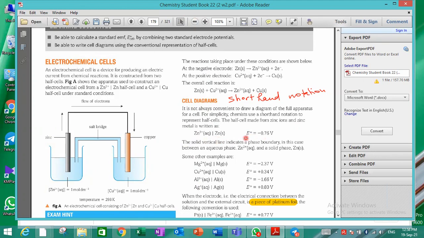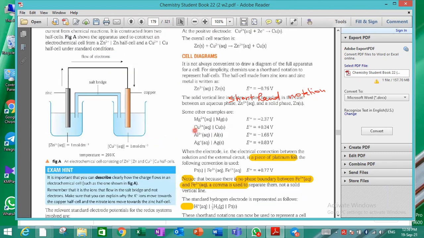And we write beside it E0 equal minus 0.76 volts, which means that this is the standard electrode potential of the half cell at which a metal is placed in a solution of its own ions. This vertical line represents the phase boundary between the metal and the solution. Or else I write, for example, magnesium ions, and then this vertical line, and then magnesium.